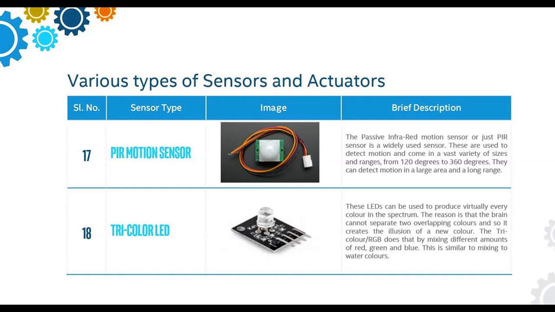Then the tricolor LED. These LEDs can be used to produce virtually every color in the spectrum. The reason is that the brain cannot separate two overlapping colors, and so it can create the illusion of a new color. We can say that the tricolor or RGB LED does that by mixing different amounts of red, green and blue. Red, green and blue are the basic colors we know. This is similar to mixing watercolors itself.